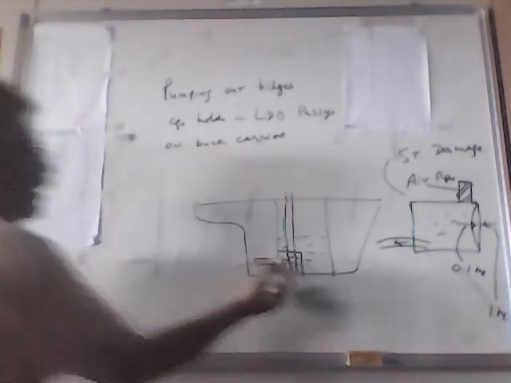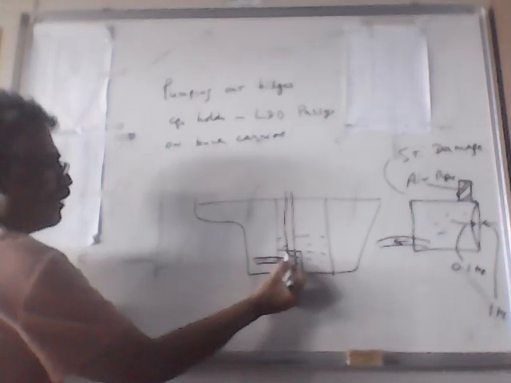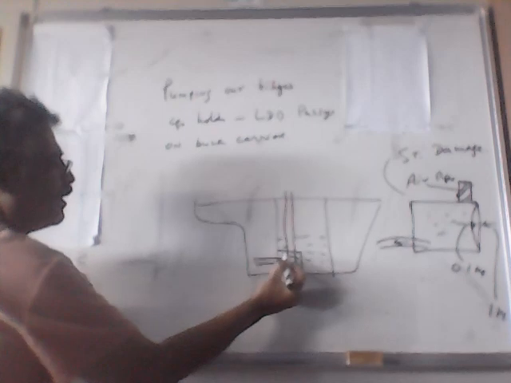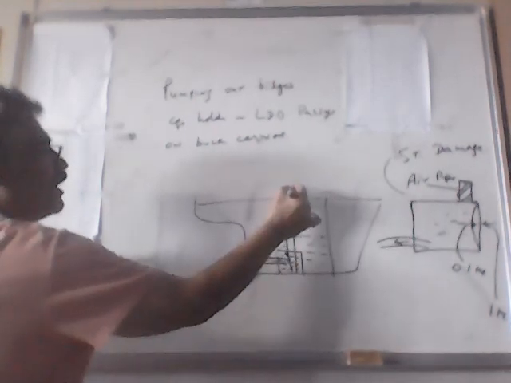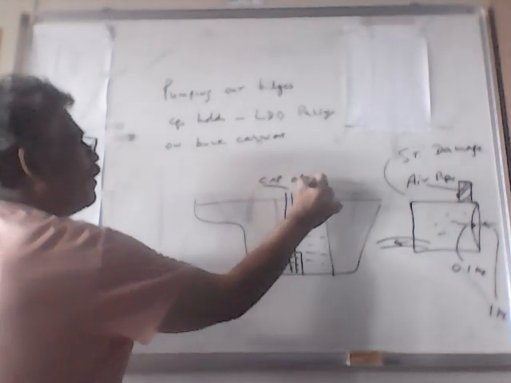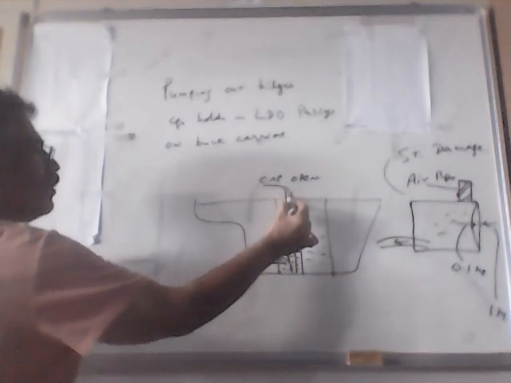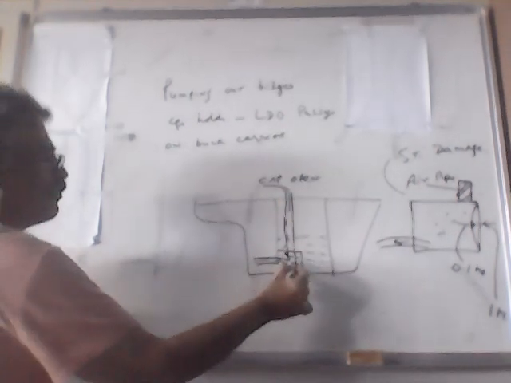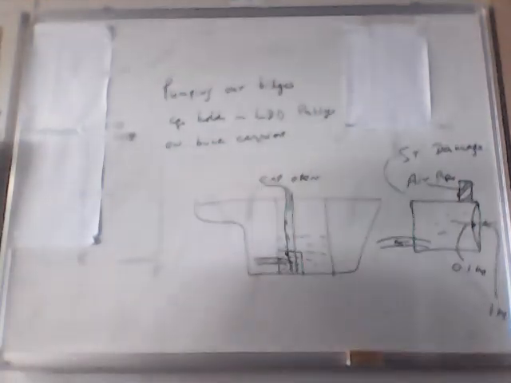So what is recommended is, at the place where the sounding pipe enters the bilge, you can make a small hole here. And when you are pumping out the water, you can keep the sounding cap open. So when you pump out, air from the atmosphere will go inside and equalize the pressure. Inside pressure and outside pressure will be the same.